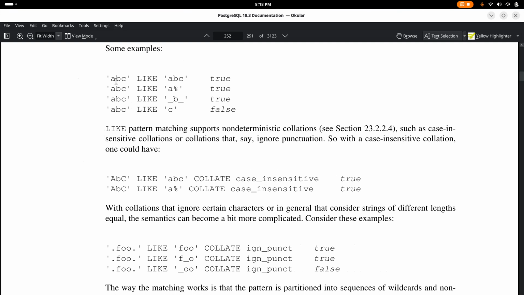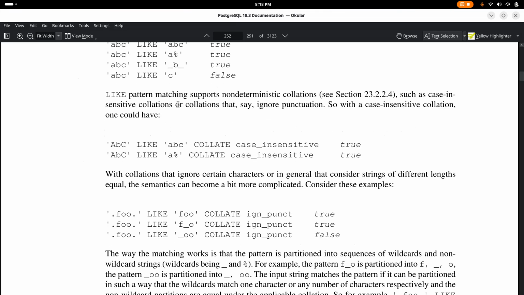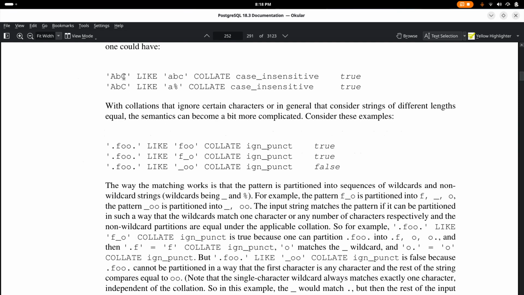So some examples are here. 'abc' LIKE 'abc' is true. 'abc' LIKE 'a%' is true. 'abc' LIKE '_b_' is true. 'abc' LIKE 'c' is false. LIKE pattern matching supports non-deterministic collations, such as case-insensitive collations or collations that say ignore punctuation. So with a case-insensitive collation, one could have 'AbC' LIKE 'abc' COLLATE case_insensitive, or 'AbC' LIKE 'a%' COLLATE case_insensitive. Both will result in true.